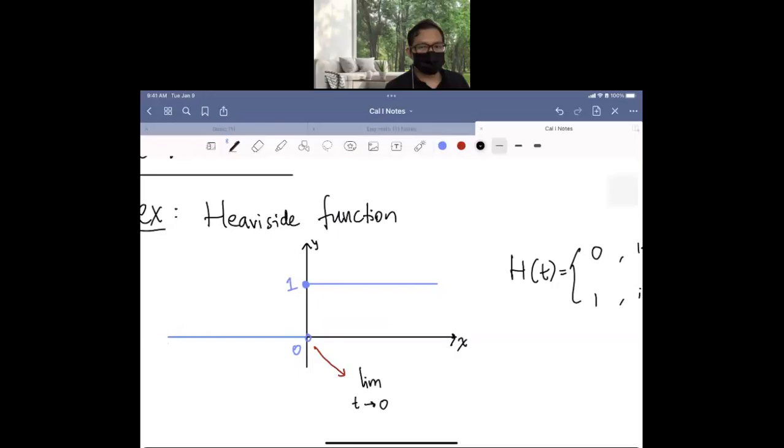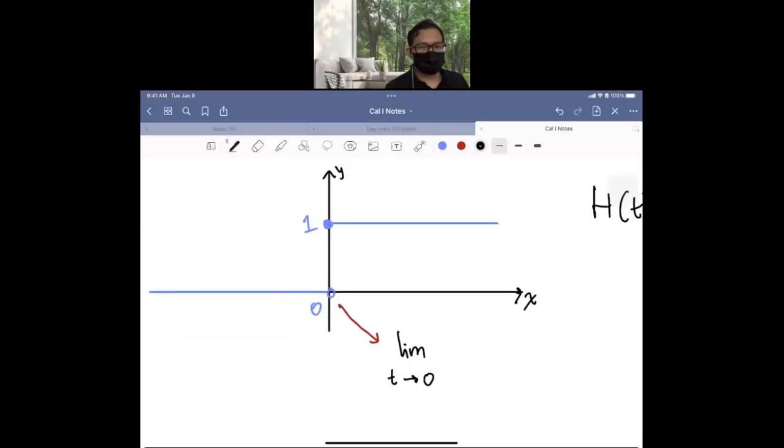First is from the left. We can write from the left with the negative symbol like that. This means the limit as t approaches 0 from the left. This is how it is described, and this is going to be 0, from the left. From the left is from here, right?